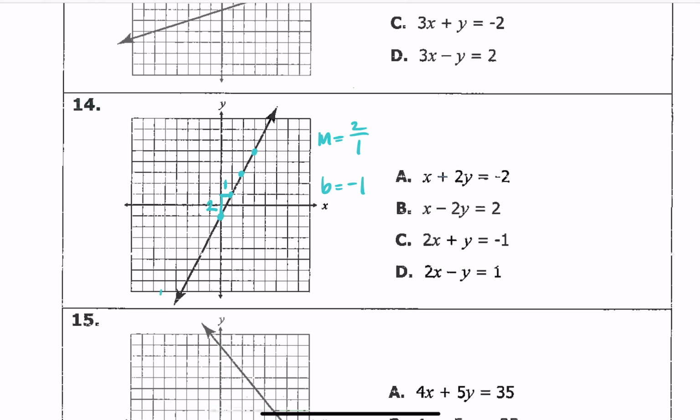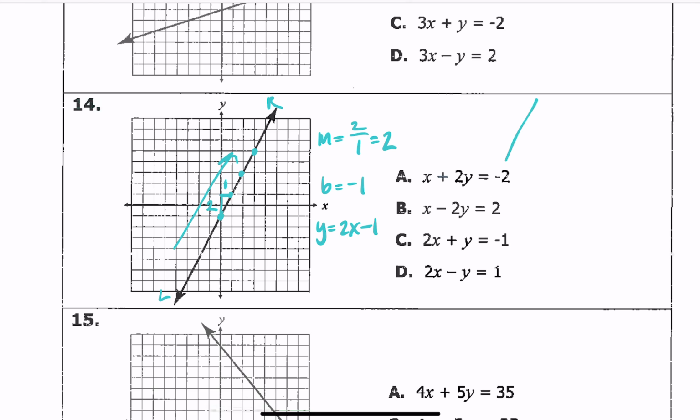I'm going to check the sign from left to right. It goes up, so it's positive, so I can stay 2 over 1 or 2. So my equation for this line should be, in slope-intercept form, y equals 2x minus 1. I've got to figure out which one of these, A, B, C, or D, is going to become y equals 2x minus 1. So basically, you have to kind of do what we just did with all these equations.